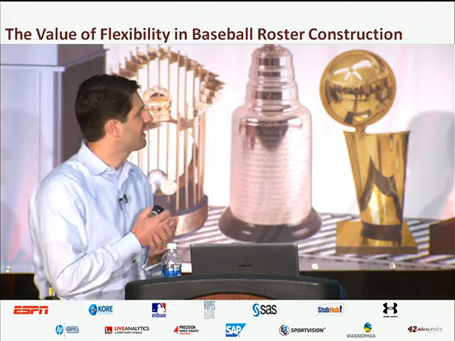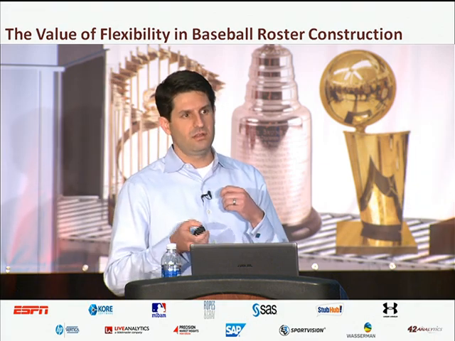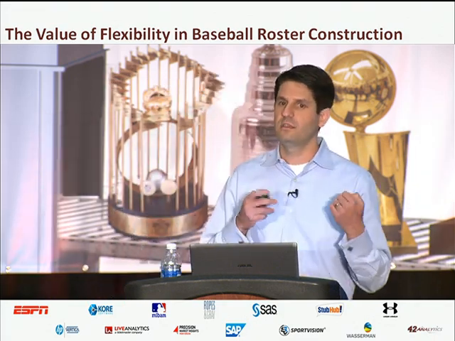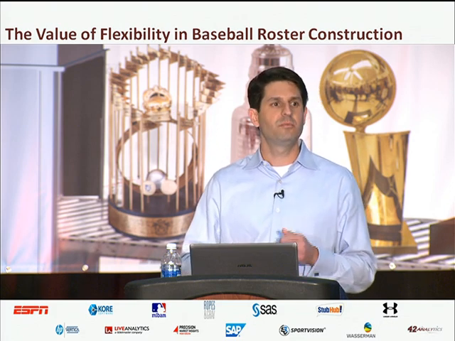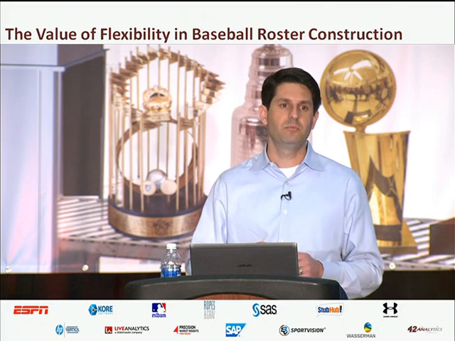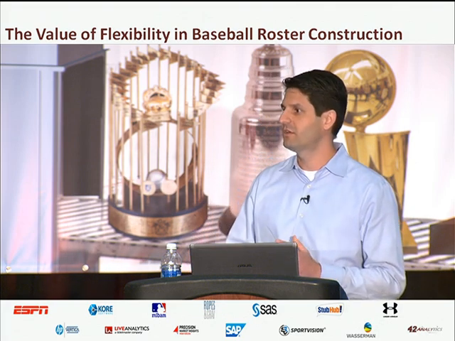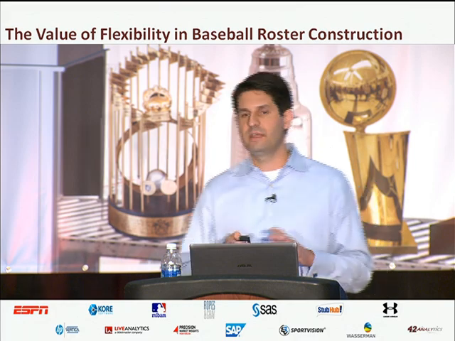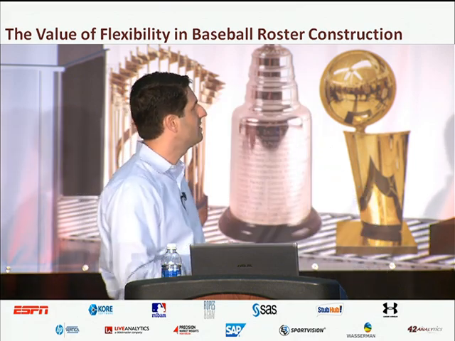So to give an example of flexibility chaining, I'm going to talk about a situation that happened on May 2nd of last season. The Tampa Bay Rays were playing the Seattle Mariners when in the top of the sixth inning, B.J. Upton, the starting center fielder, started to experience quad tightness and needed to be removed from the game. So how did the team respond to this?